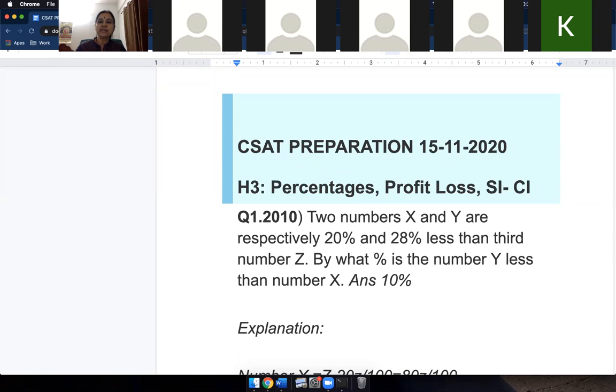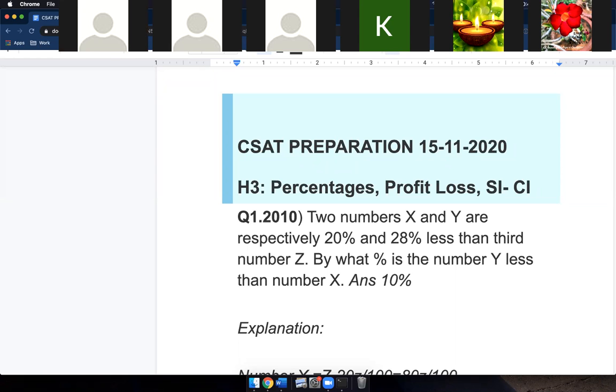Please be interactive. There's nothing wrong. You attempt, and if it is wrong also, there's no problem. But please try to attempt it. It's a basic class 7 question. There are two numbers. Let that number be z.